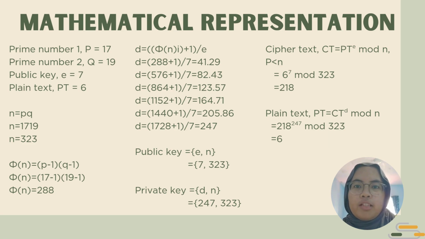For the encryption process, we use the formula Ct equal to Pt to the power of e mod n. So the Ct now is 218. To decrypt, we reverse the process using the formula Pt equal to Ct to the power of d mod n, which gives us back the original plain text, which is 6. This confirms the encryption and decryption work correctly using RSA.